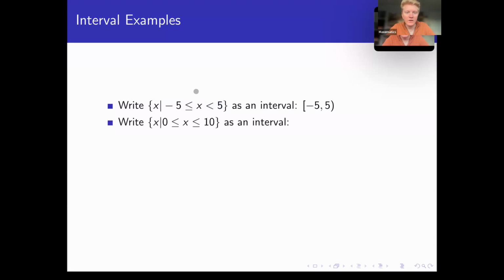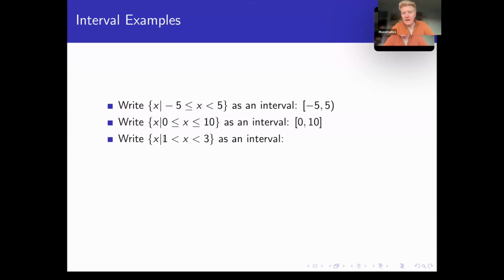Okay, we have x such that 0 is less than or equal to x, less than or equal to 10. So this is everything between 0 and 10. But again, 0 is included by virtue of the less than or equal to, and 10 is also included with less than or equal to. So if both of them are included, we're going to use brackets for both.